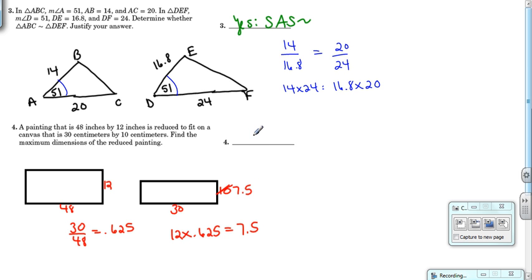So the answer to the question, the dimensions of the reduced painting, I'm using up the full 30 centimeters by 7.5 centimeters.